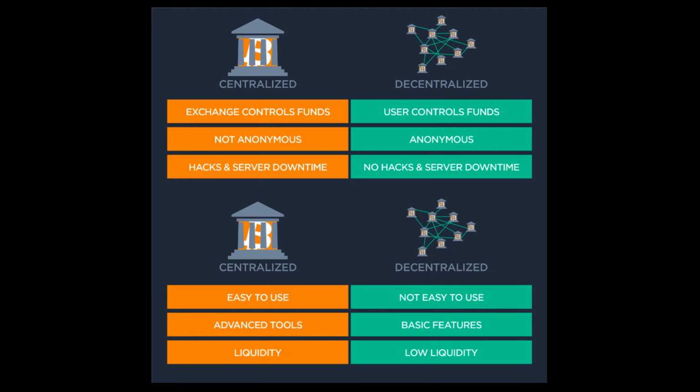Here's another picture that shows you the benefits and the downsides of using centralized and decentralized exchanges. The main upsides of centralized exchanges are that they're easy to use, they have advanced tools as we saw for passive income, for example, and they have more liquidity. In the same way, decentralized exchanges are user controlled, they're anonymous, and there are no hacks or server downtime.